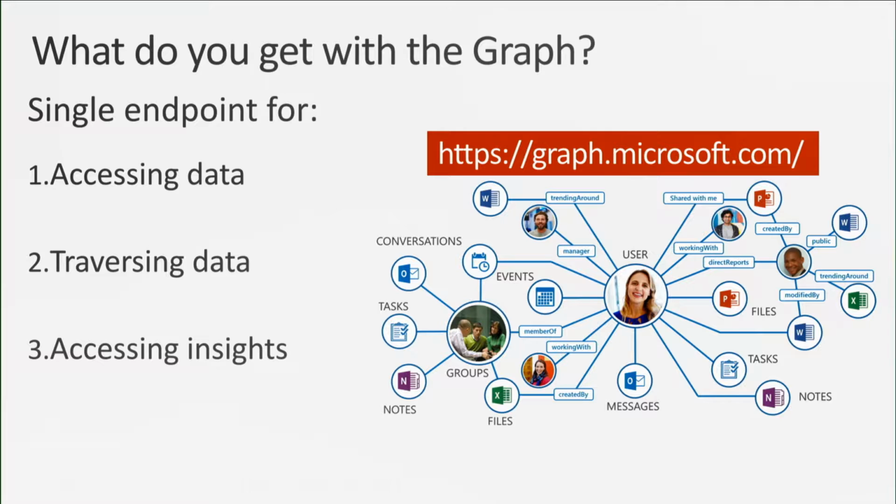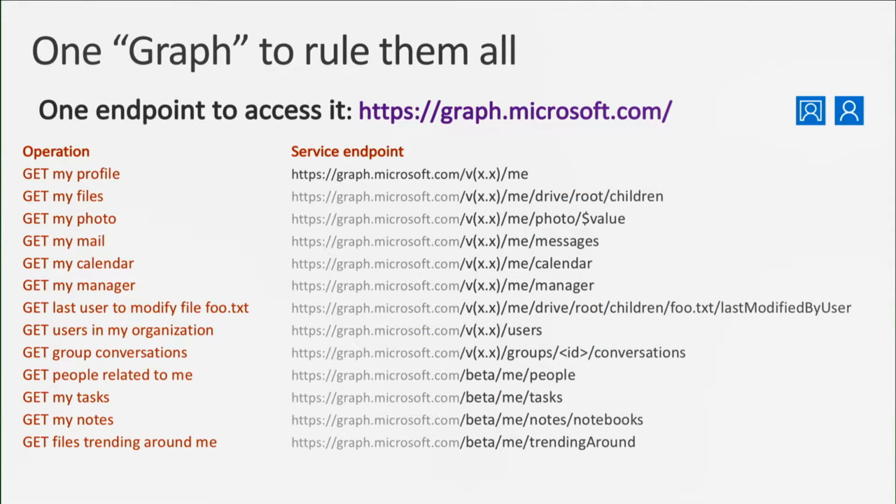And the key thing again is that whether it's school, work, or personal, one endpoint to be able to give you all of that. So one graph to rule them all. I couldn't pass upon that analogy. The endpoint is right there again.